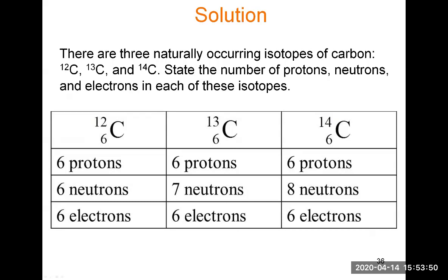Carbon 13 in the middle, still 6 protons because it's carbon, atomic number 6. 6 electrons because it's neutral. And to obtain the number of neutrons, you do 13 minus 6 equals 7 neutrons. And carbon 14, still 6 protons, 6 electrons, and you do 14 minus 6 to obtain 8 neutrons for carbon 14.